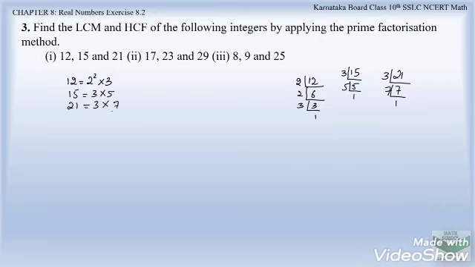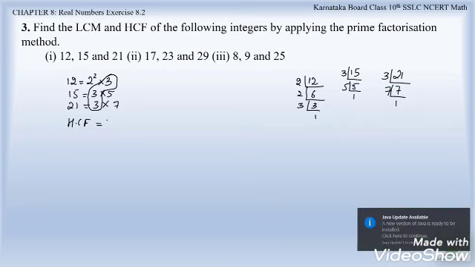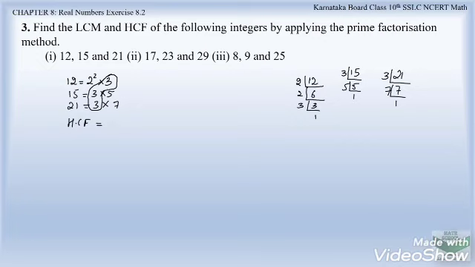So first of all, after this we have to find the HCF. So we have to see the common factor between all the three integers. So 3 is common between all three integers with the power 1. Since for HCF we have to take the lowest power of the common factor, and the power is 1 for all the three integers, we will take just 3. So the HCF for all these three integers is 3.